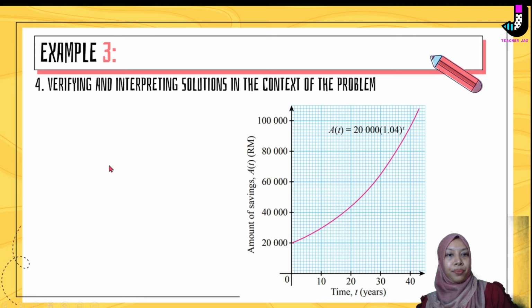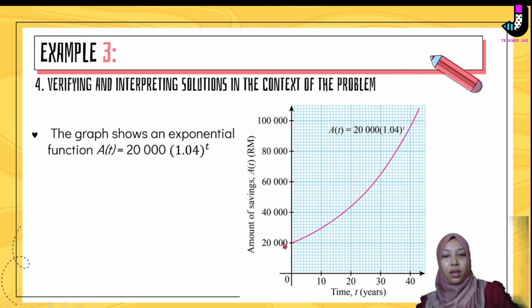So here, you might plot a graph from the data you got. You might plot this type of data. Yes, you will get this type of data, and this one will show an exponential function. It will show that the total savings for T years equals 20,000 multiplied by 1.04 to the power of T years. Yang ni saya dah tunjukkan tadi.